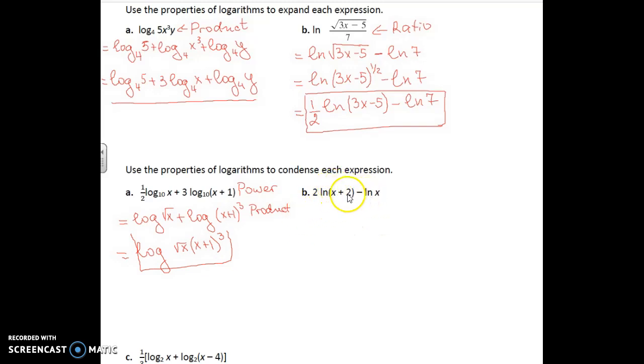For part B, we have to follow the same procedure. Power will always be done first. I do see a coefficient that I can take and put inside of that logarithm. So that will be equal to the natural log of x plus 2 squared minus the natural log of x. Now that I see the difference of 2 logarithms with the same base, I can use the quotient property, and that is equal to the natural log of x plus 2 quantity squared over x. We're almost there, guys. Just one last problem.